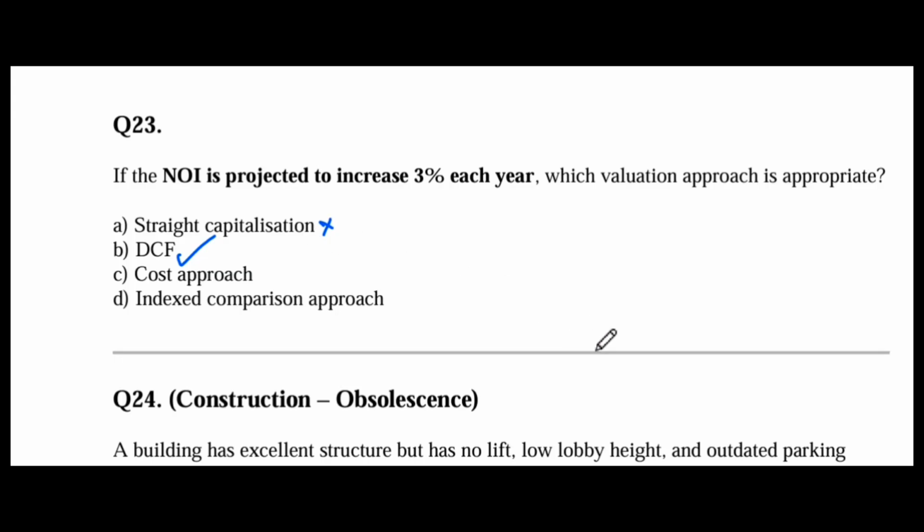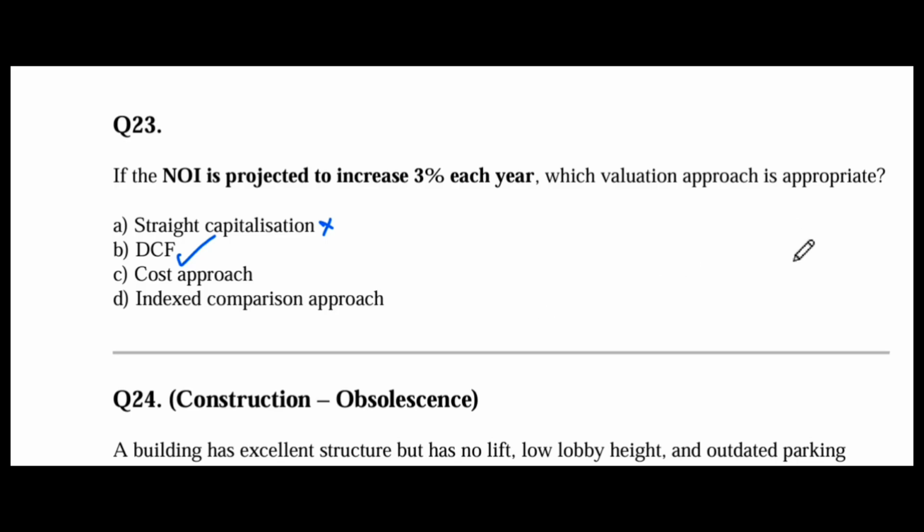So discounted cash flow projects annual cash flows over the holding period, applies annual growth, and discounts each year's cash flow to present value. It also adds reversion value. So it directly accommodates varying income like 3% annual growth and all. Appropriate for this scenario. So this DCF is the correct answer.